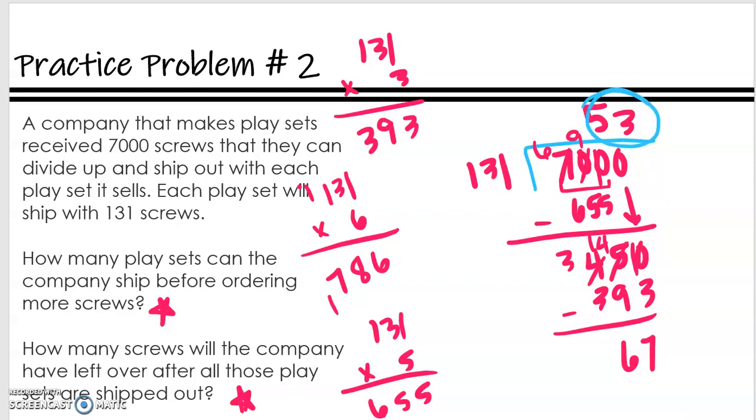53 play sets can be shipped right away. Okay. There are 67 screws that can't be placed because they don't have enough for another play set. So how many screws will the company have left over? 67 little pieces left that they can't do anything with until they order some more parts. So this is your remainder, and that represents the number of screws left. This represents the number of play sets they can send off.